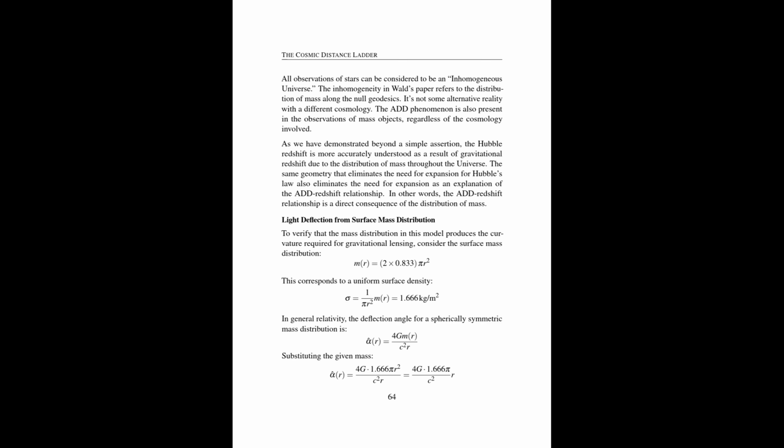In general relativity, for a spherically symmetric mass distribution, the deflection angle at r equals 4G times 1.66 pi r squared divided by c squared r, which equals 4G times 1.66 pi divided by c squared, times r. Thus, the bending angle grows linearly with radius, a hallmark of a constant surface density lens.